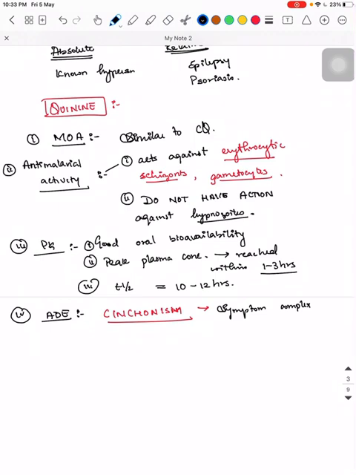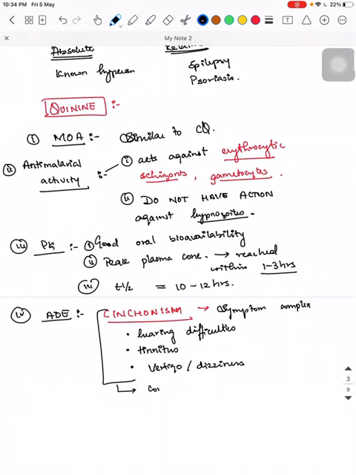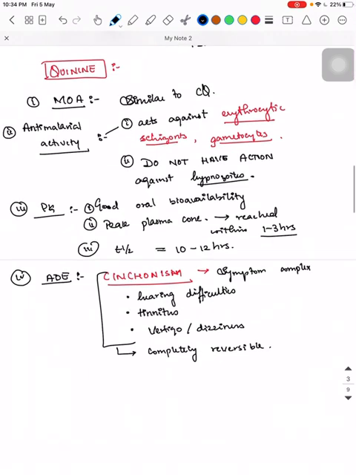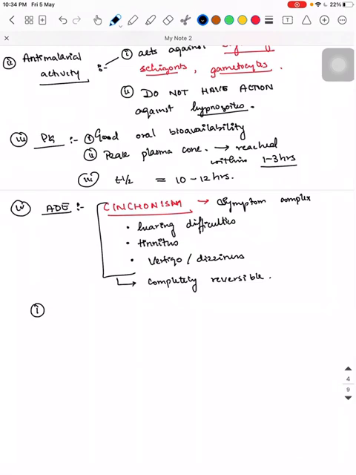Next we will see its adverse effects. It has a symptom complex known as cinchonism. It is a symptom complex containing hearing difficulties, tinnitus, vertigo and dizziness. These are completely reversible.